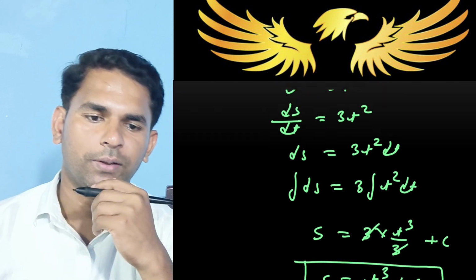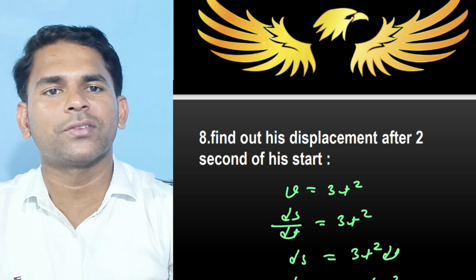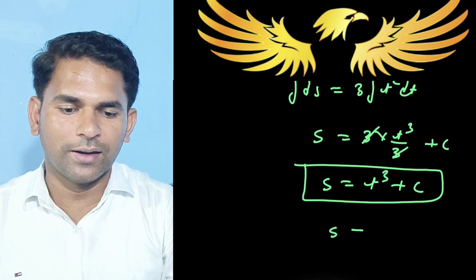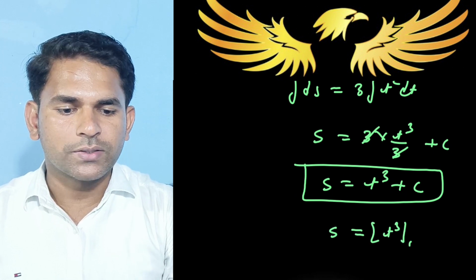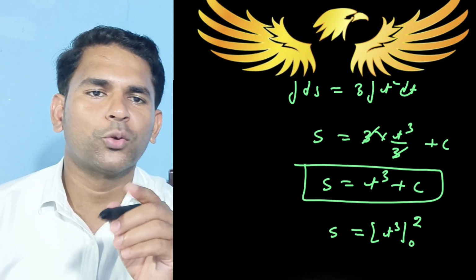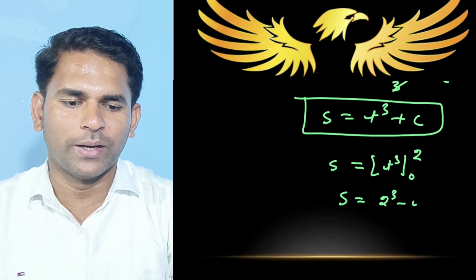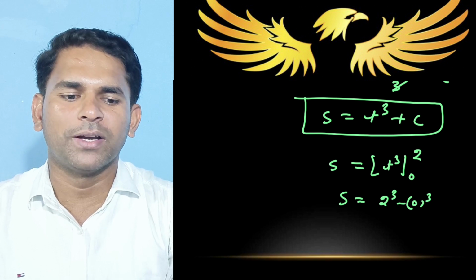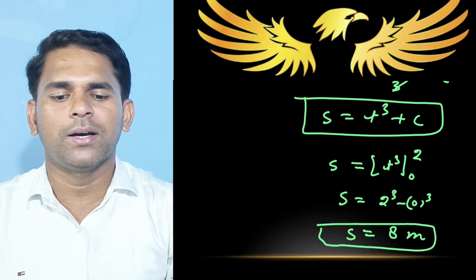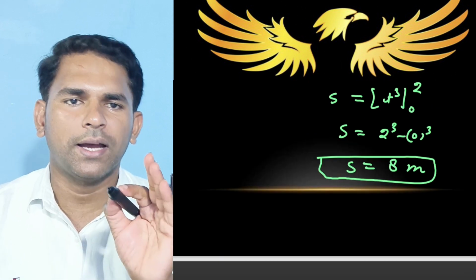But listen carefully, what does the question say? After 2 seconds. After 2 seconds means a limit situation. So how can we solve this in limit form? We can directly apply the limit to t cube from 0 to 2. If you are applying a limit, you will not put the constant value. So finally s is equal to 2 cube minus 0 cube, which means upper limit minus lower limit. 2 cube means 8 meter. So the displacement is 8 meter. Till here, any doubt or not?